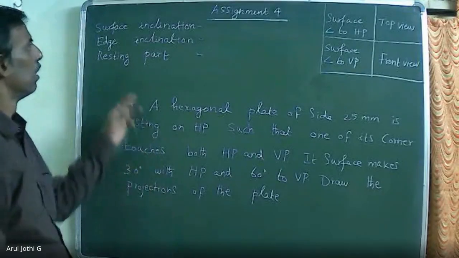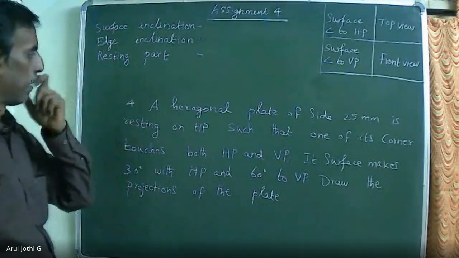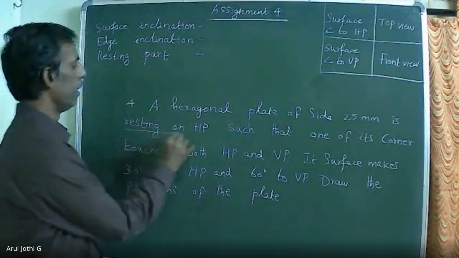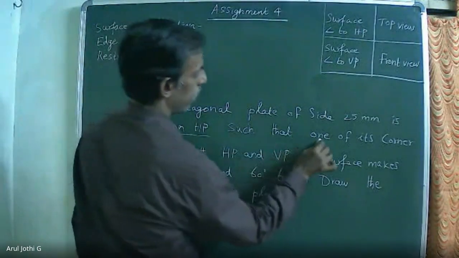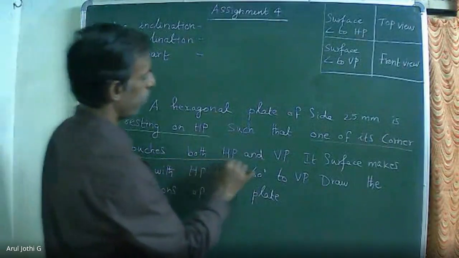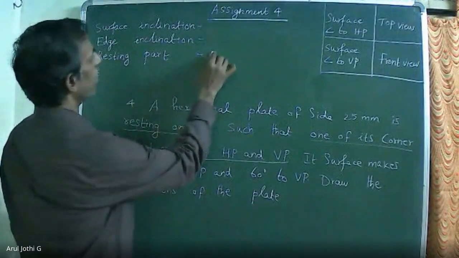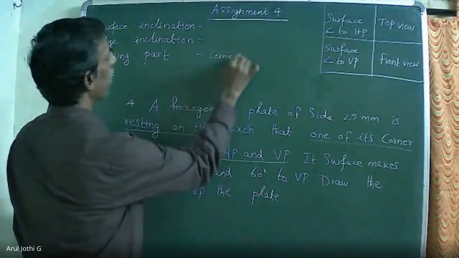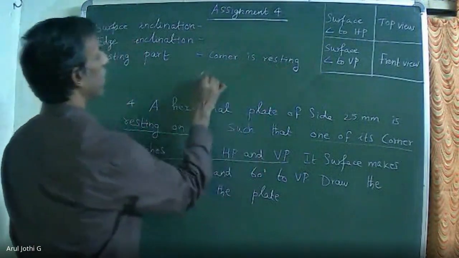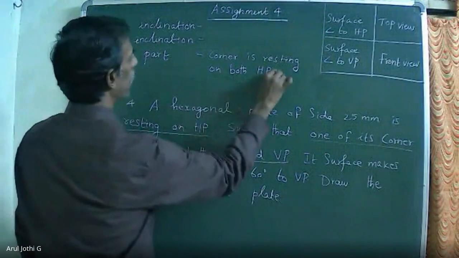In this video lecture, we are going to see assignment number 4. The external plate of side 25 mm resting on HP such that one of its corner touches both HP and VP. Now the resting part is the corner; one corner is resting on both HP and VP.